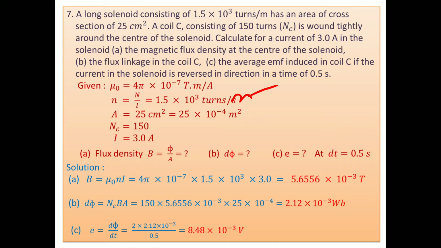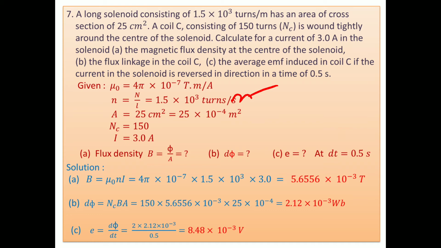Let us see the magnetic field inside, along the axis of solenoid, B equal to mu 0 n. So mu 0 is 4 pi into 10 raised to -7, and n is number of turns per unit length, mean it is 1.5 into 10 raised to 3, into current is taken 3.0.